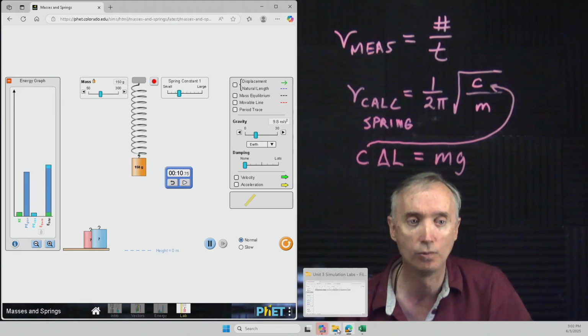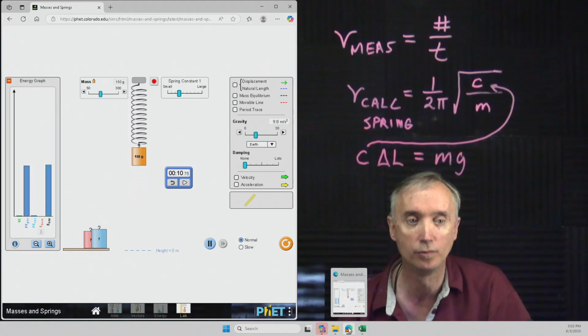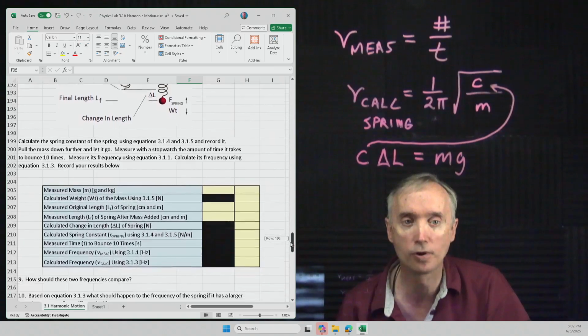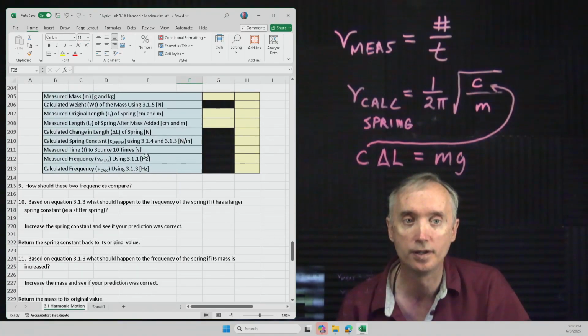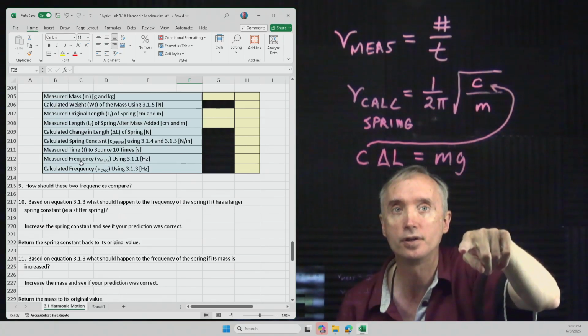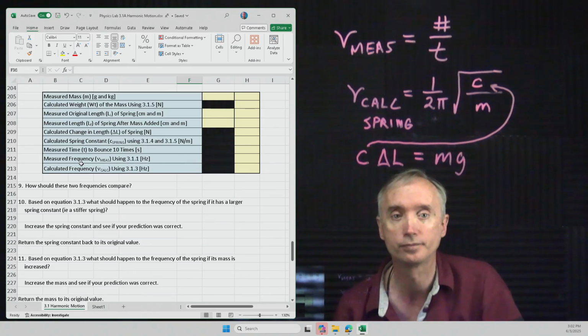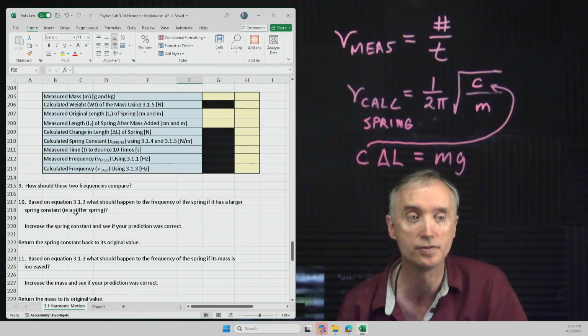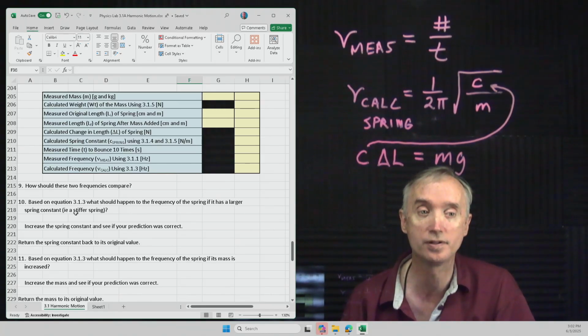All right, now I also want you to go explore this a little bit more. So let's go back to the lab here. So the whole purpose of filling out this big chart is so that you can compare the measured frequency using this one with the calculated frequency using this one. Okay, so question 10, what should happen to the frequency of the spring if a larger spring constant is used? So i.e. a stiffer spring.